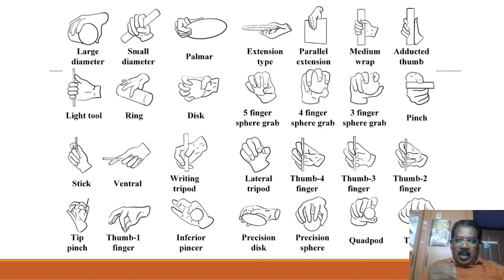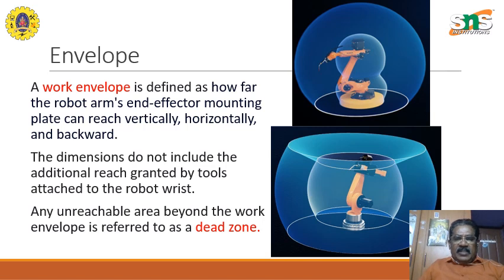and we want how the gripper should move around the object, depending on the object again. We have already seen the envelope, but here we will look at the work envelope. We will see how much the robot can move and reach the part, other than the end effector. The work envelope is defined as how far the robot's arm or the end effector mounting plate can reach vertically, horizontally, and backward. So the entire thing is a volume. It is also called the work volume.